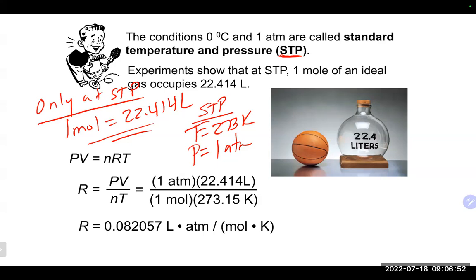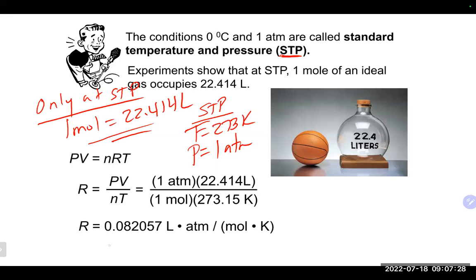So if the temperature is not 273 and the pressure is not 1 atmosphere, you should never use that. You should use the ideal gas law to solve your problem. The good news is you can use the ideal gas law in any situation, STP or non-STP conditions. If you use it in STP conditions, you just put in 273 for your temperature and 1 atmosphere for your pressure. So always use the ideal gas law in any situation. If it happens to be STP, you can use that conversion. But again, if it's not STP, don't use that conversion factor.